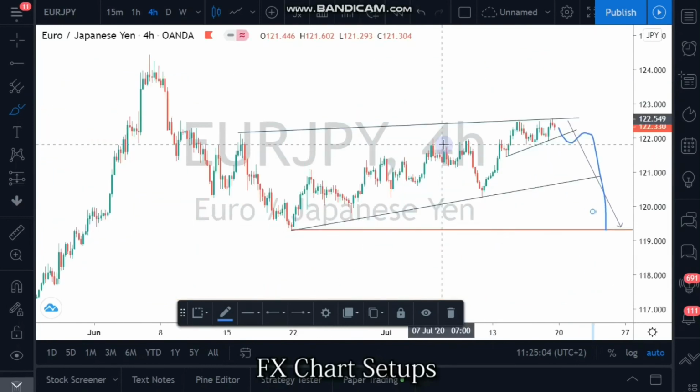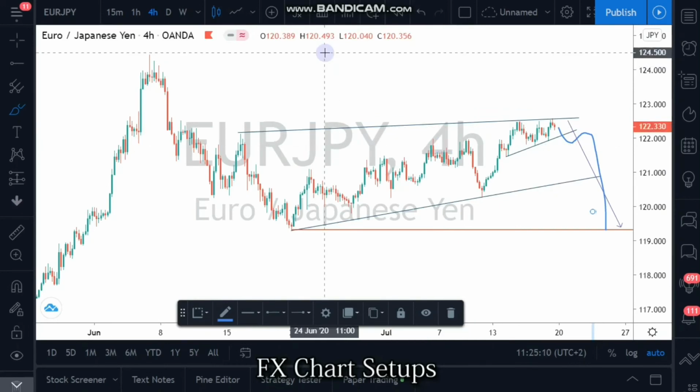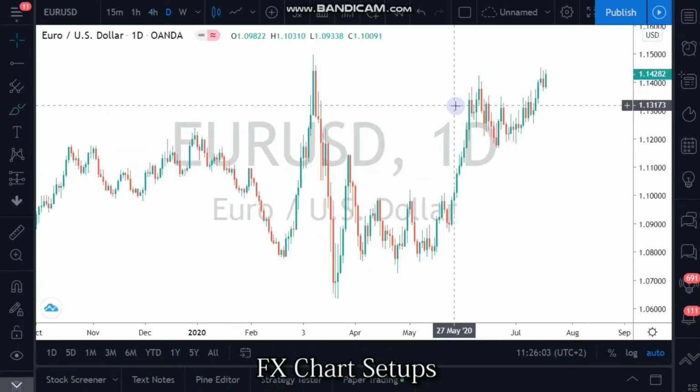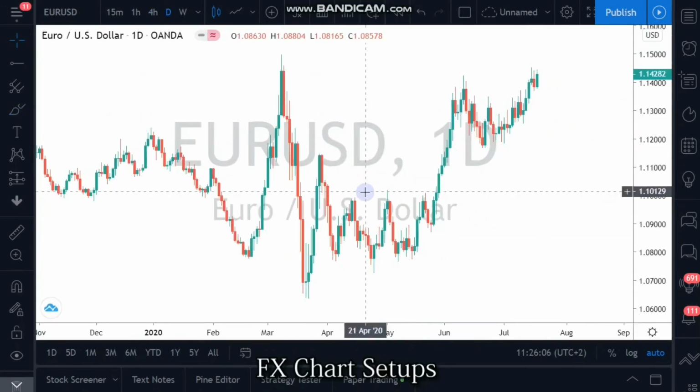And going forward, we're looking to capitalize. Any impulsive break of this structure followed by a corrective pattern will give us an entry to the downside to there, and that's our EURJPY trade for next week. The next pair that we're going to have a look at is EURUSD.